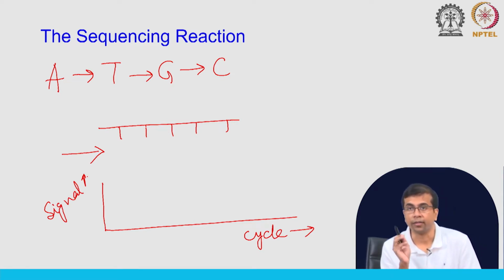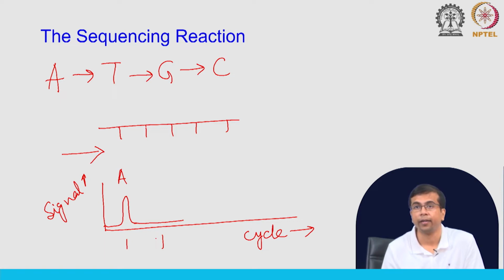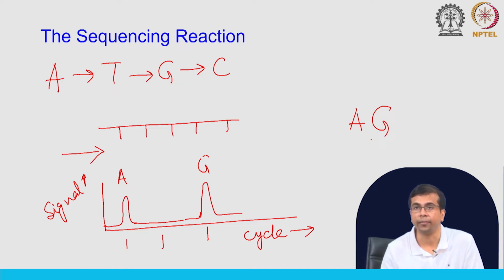So, now you can imagine what we are doing. We are adding first dATP, and we see is there any signal, is there any H plus ion detected by the pH sensor. Let us imagine there is, and we say okay, there is this addition of A. Then we give T, and we see okay, there is no signal, which means T has not been added. So, the first base is A, then we add G and we see okay, there is signal. So, this means the sequence is AG now.